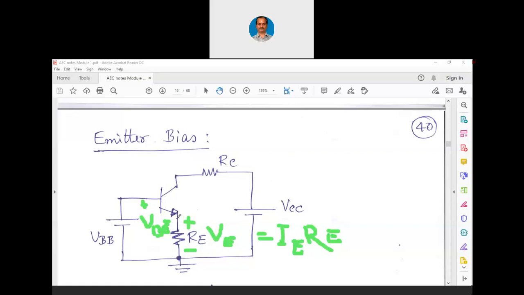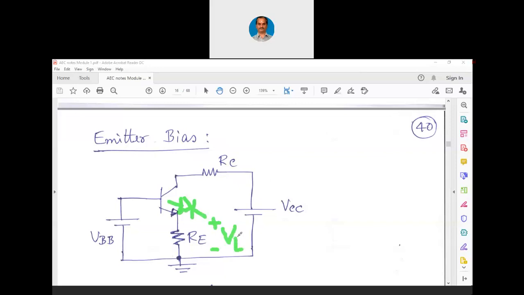When this VE reverse biases the PN junction, the transistor will gradually remain in the active region itself. You just visualize a diode from base to emitter. Now, here you visualize one VE, which is across RE. When this VE is built up across this RE, this value of VE is going to reverse bias this PN junction, or the diode which is between base and emitter.